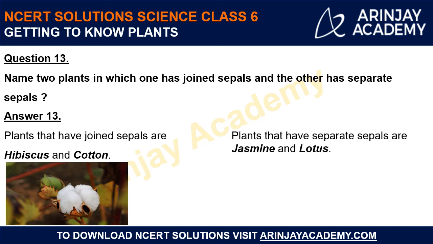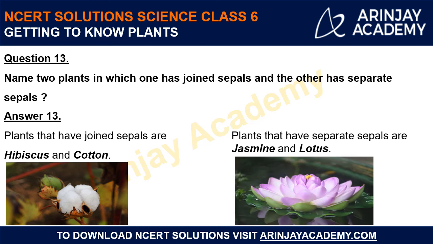The second one, the plants that have separate sepals are jasmine and lotus. So जो plants जिनमें हम separate sepals observe कर सकते हैं, the examples of such two plants are jasmine and lotus. The image here is of lotus plant, so you can see that the sepals which are surrounding the petals, ये जो sepals हैं, they are not joined, rather they are separated. So here we are done with the question 13.